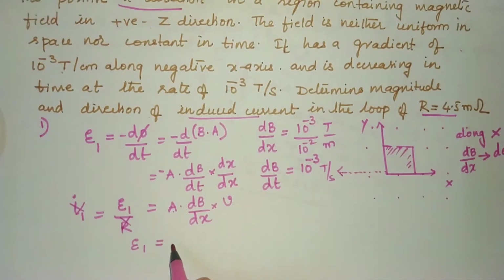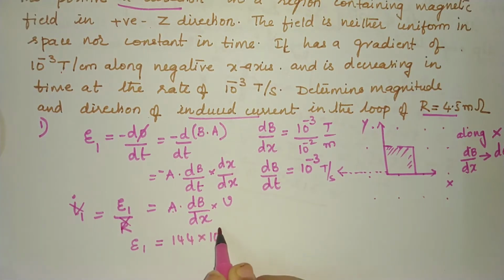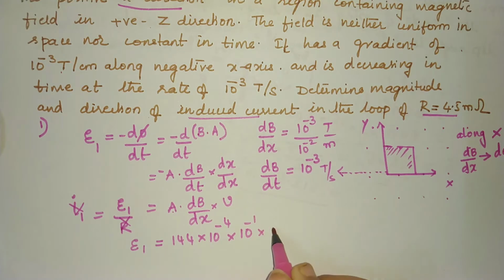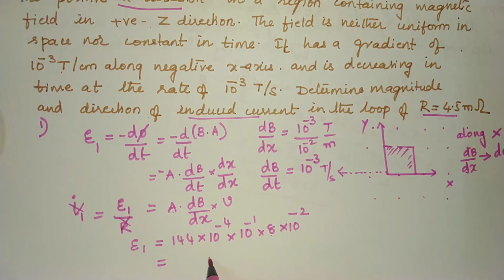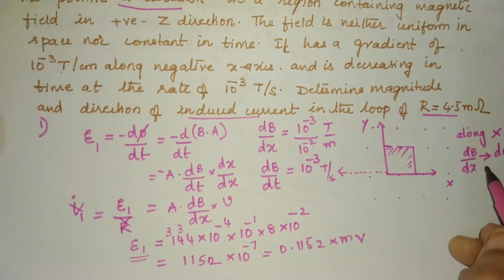Area is 12 into 12, 144 into 10 to the power minus 4. dB/dx is 10 to the power minus 1. Velocity is given as 8 centimeter per second, 8 into 10 to the power minus 2. Evaluate the value. 8 into 144. 8 4s are 32, into 10 to the power, so the value is 0.1152 into 10 to the power minus 3. I will write it as millivolt. So this much EMF is induced. This is because of decreasing magnetic flux.